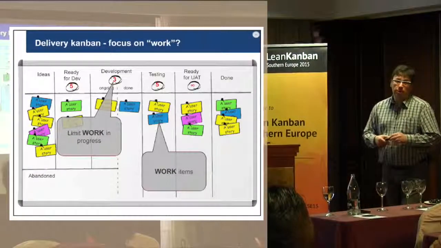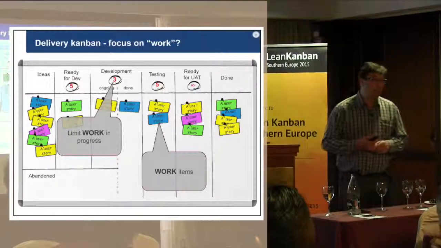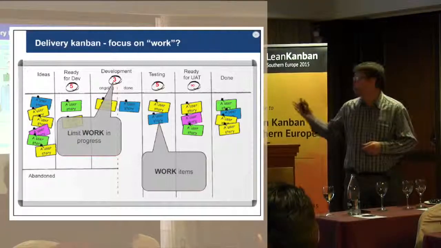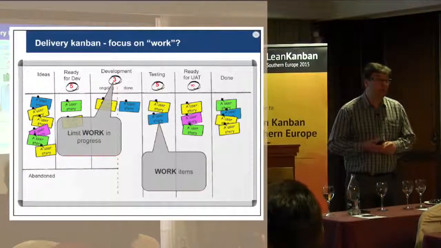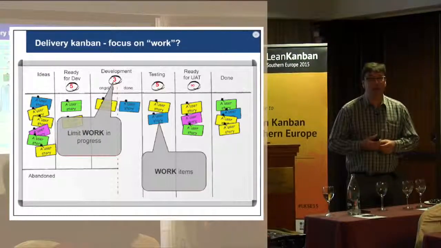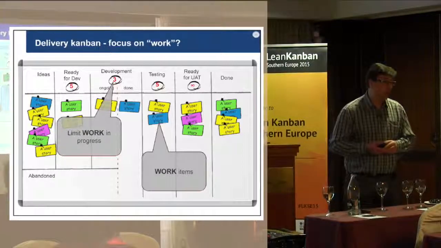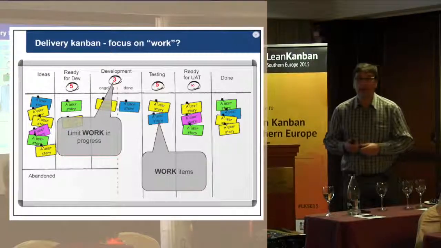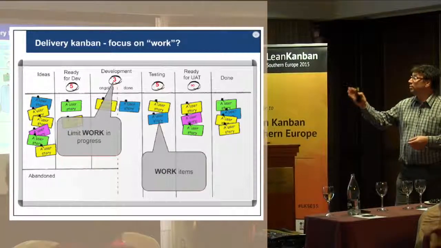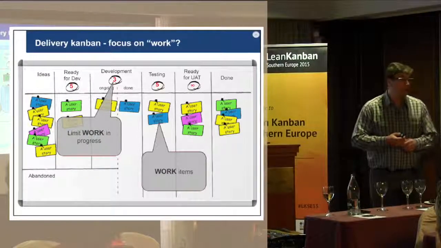So the current Kanban systems that most people are familiar with deal to a certain extent with knowledge work. If you're talking about, for example, a Kanban system for software development, they deal with knowledge work, but in my opinion, most of the time our focus is too much on the work. We talk about work items. So this is a typical Kanban board: ready for development, development, testing, ready for UAT, then user acceptance testing, and then done.